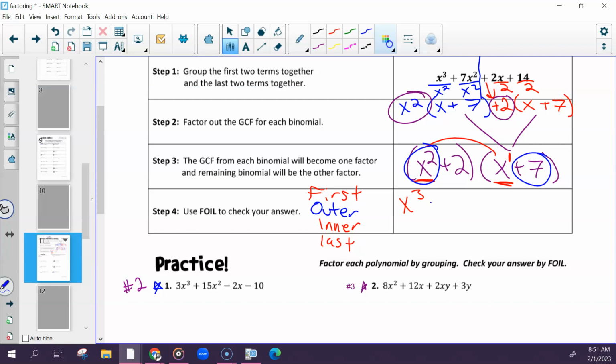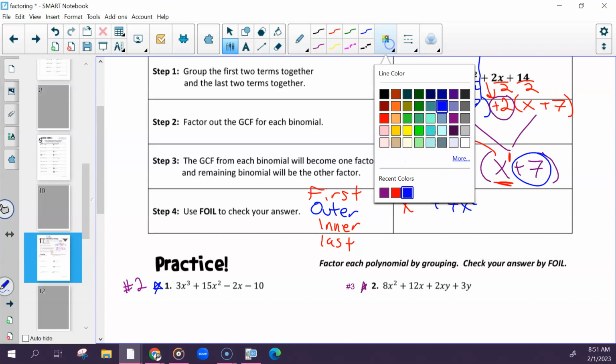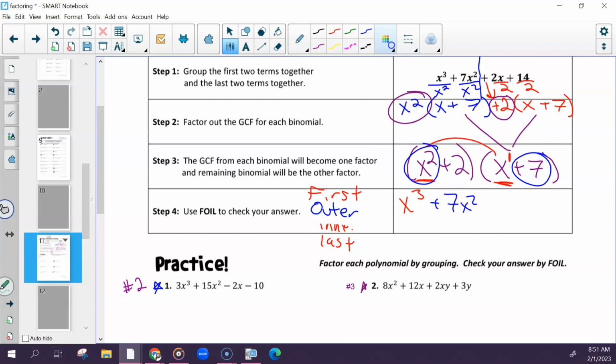The inner terms would be 2 and x. If we multiply those together, we would get 2x. And then the last terms would be 2 and 7, so 14. So if we look at this and compare it to the original, x to the third plus 7x squared plus 2x plus 14, that matches, so we know we did this right.